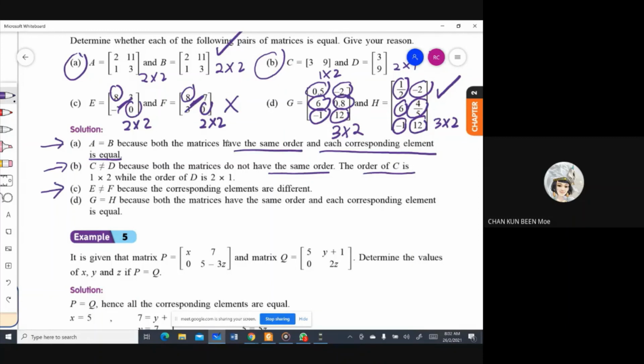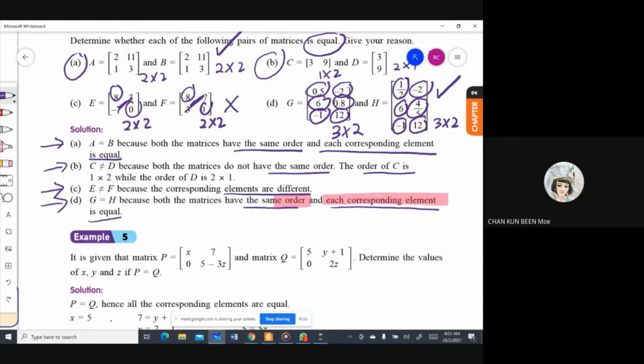For C, E is not equal to F because the corresponding elements are different. And the last one, G is equal to H because both the matrices have the same order and each corresponding element is equal. So to determine whether the matrices are equal or not, you must remember to highlight the order. Order must be the same and the corresponding elements must be the same. Once you find out the order is different, that means it's not equal anymore straight away.